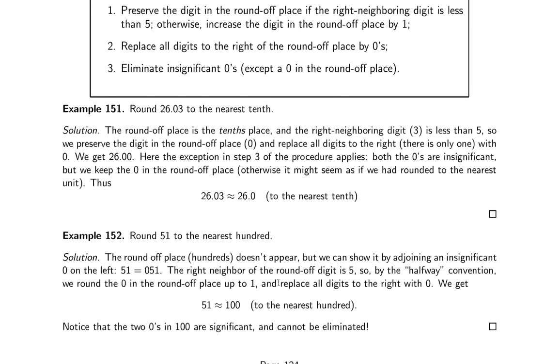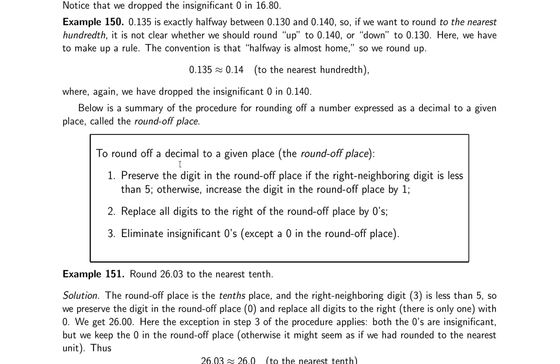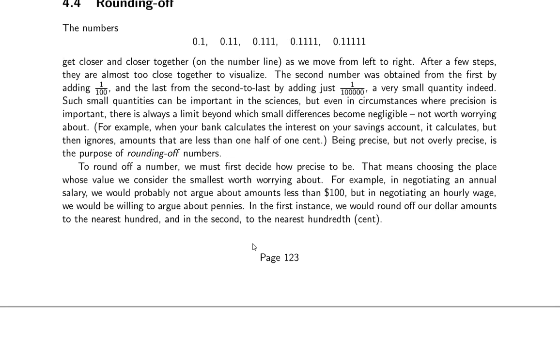All right, so just to summarize. When you're rounding a decimal to a given place, that's the round-off place, preserve the digit in the round-off place if the right neighboring digit is less than 5. Otherwise, increase the digit in the round-off place by 1. If it's a 9, then increasing by 1 affects the next number to the left as well. Replace all the digits to the right of the round-off place with zeros and eliminate any insignificant zeros. All right, so there'll be some examples to try in the homework.